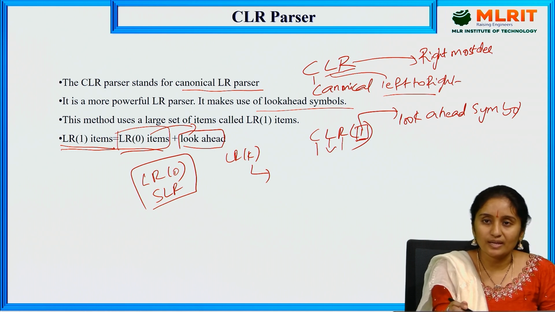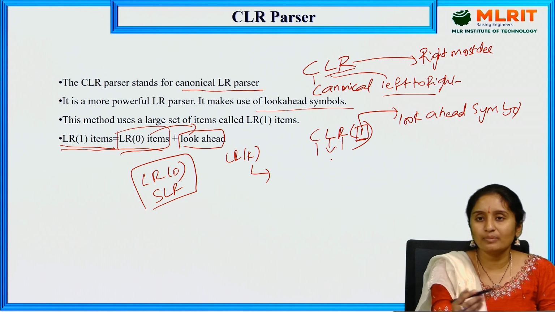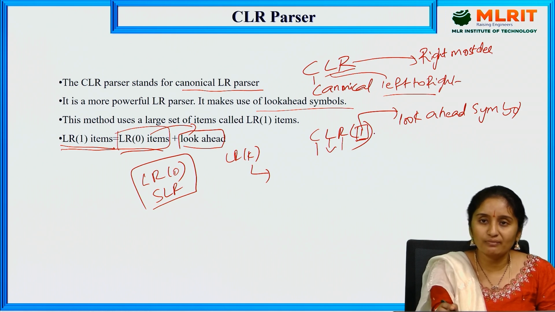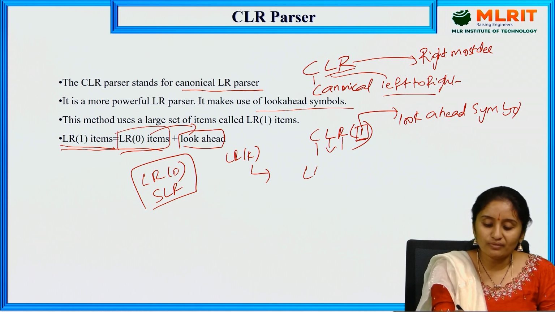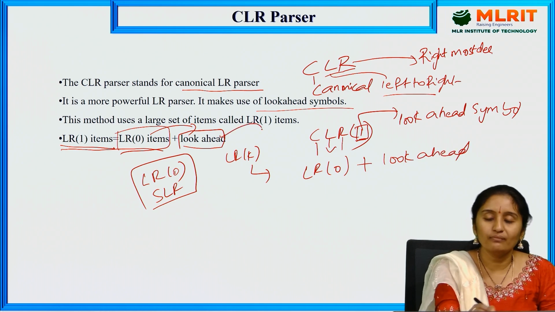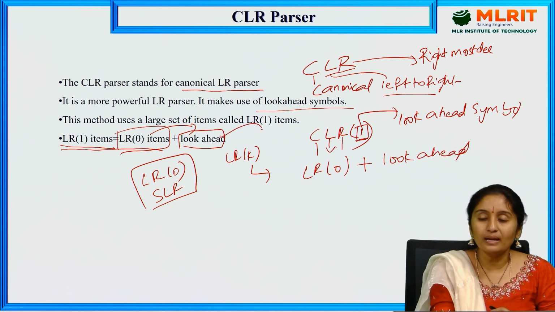C points to canonical, L points to reading the input string from left to right, R points to rightmost derivation, and 1 points to look ahead symbol. So one look ahead symbol we are going to have. We are going to calculate LR(0) items, that is the canonical list of items, plus we are going to add one more thing, that is the look ahead symbol. We are going to add look ahead symbol in each state.